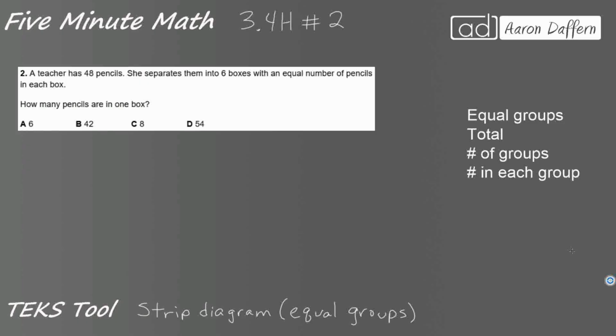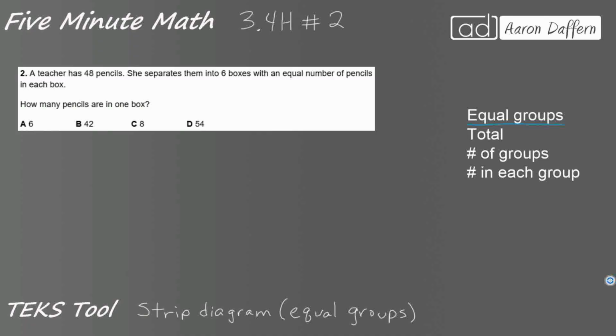So we have a problem here about a teacher sharpening some pencils. We need to see if this is an equal groups problem. So we're going to look for something that tells us that we are dealing with equal groups. And then we're going to see two of these three below, the total, the number of groups, or the number in each group. And the third will be unknown. So let's look at this problem.